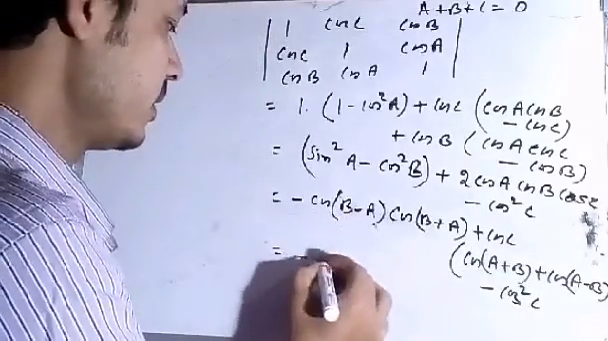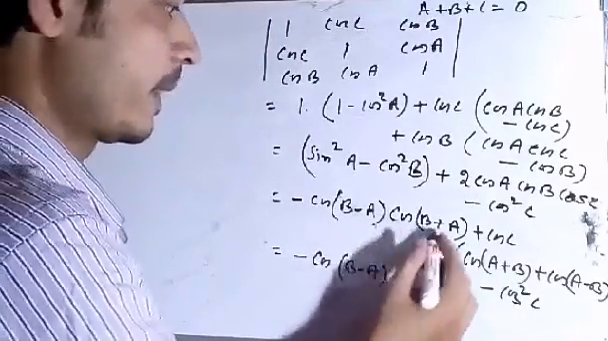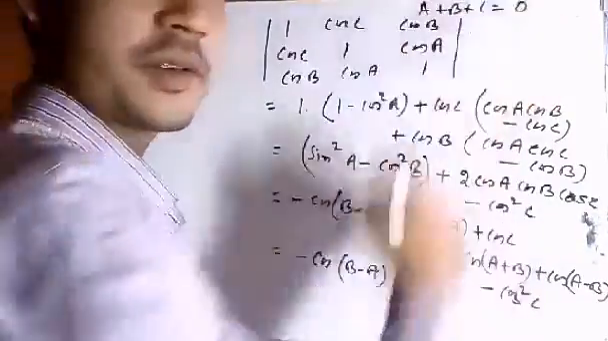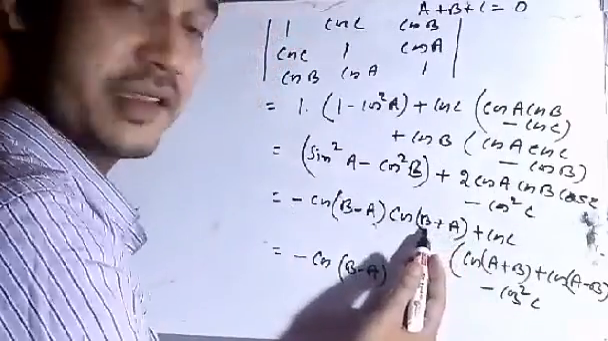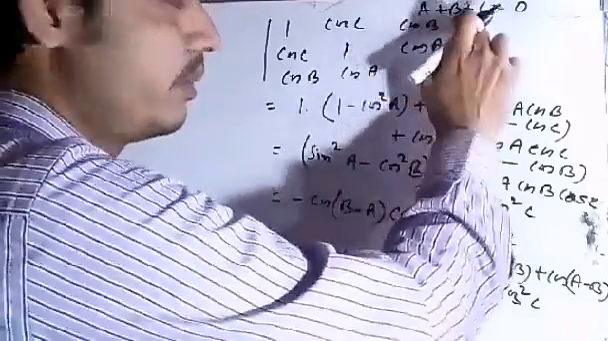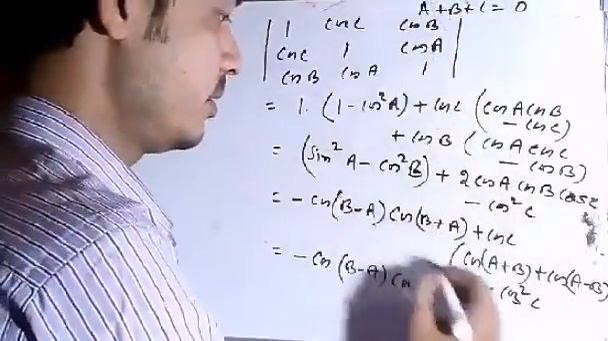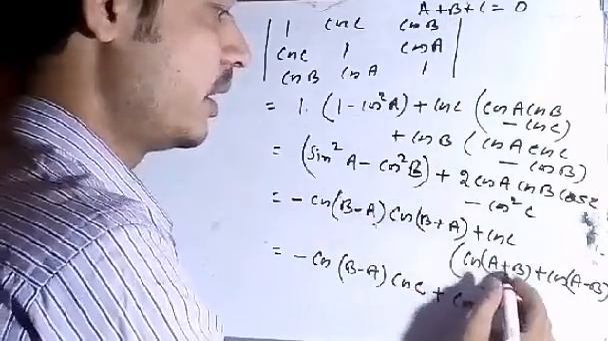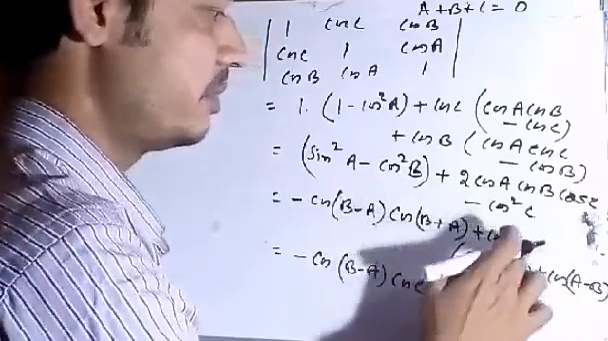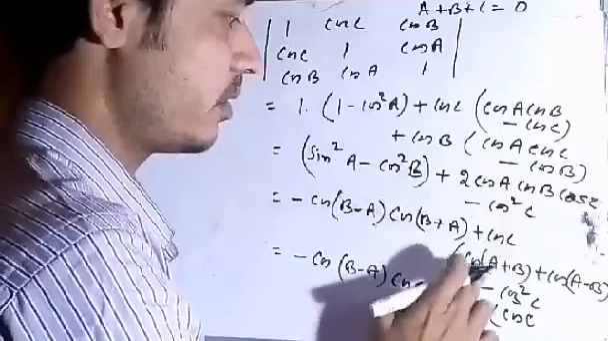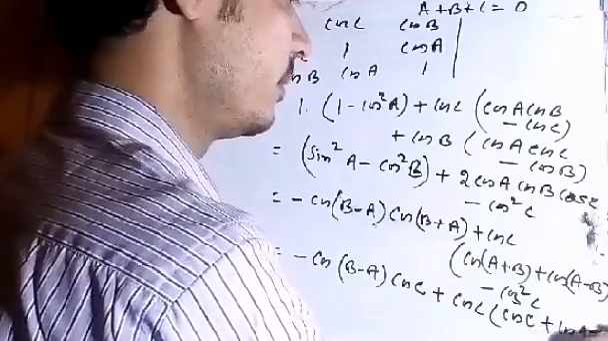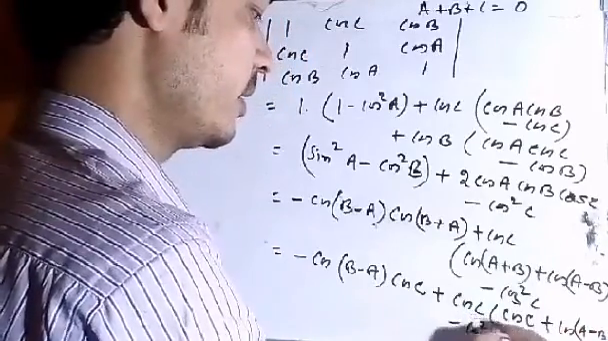Now this equals minus cos (b minus a) into cos (b plus a). Since a plus b plus c equals 0, we have b plus a equals minus c. So we get cos of minus c, and cos of minus c is cos c. So cos (b plus a) becomes cos c. So this into cos c, plus cos c into (cos (a plus b), which again becomes cos c, because a plus b equals minus c and cos of minus c is cos c, plus cos (a minus b)), then minus cos square c.